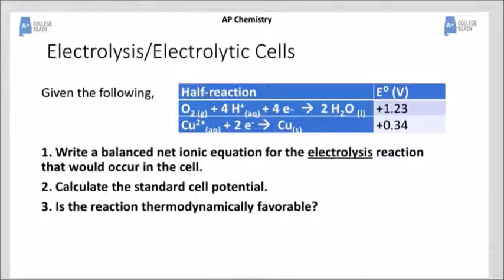And so let's look at an example, because it's great to look at all the information, but you have to be able to apply it for yourself. Here are two different half reactions. You can tell they're half reactions because we see electrons. You can tell they're both reduction because those are electrons as reactants. If you were asked to write a balanced net ionic equation for the electrolysis reaction that would occur in the cell, that tells us what we need to adjust. So again, think about how you're going to use those values. If it's electrolysis, then you're going to calculate the cell potential and answer: is this going to be thermodynamically favorable or not? So take some time and work through those three questions.